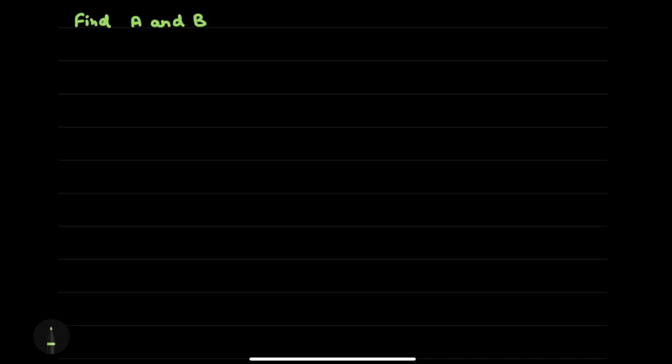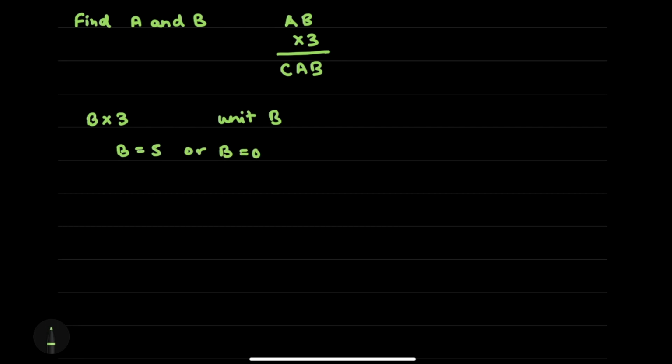Now let's look at a multiplication problem. So we'll find when AB times 3 is equal to CAB. So let's observe the units column. We see that the units digit is B, even when multiplying it with any number, say 3. So B times 3 would again give some number with unit digit B. This can only happen if B is equal to 5 or B is equal to 0.